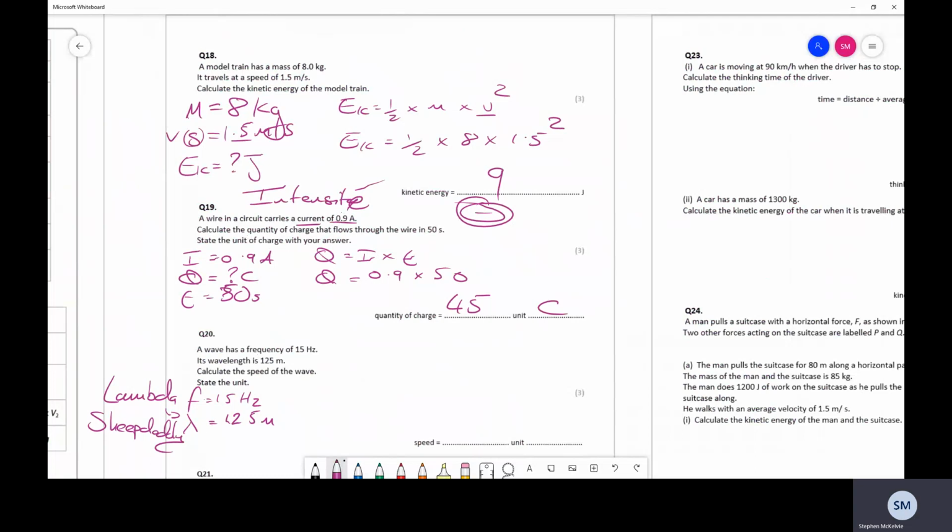Calculate the speed of the wave. Now, waves travel in one direction only, so I'm going to say the velocity of the wave, and I don't know how many meters per second. Velocity is equal to frequency multiplied by wavelength. Velocity will be then 15 hertz multiplied by 125 meters, which is 1,875 meters per second.